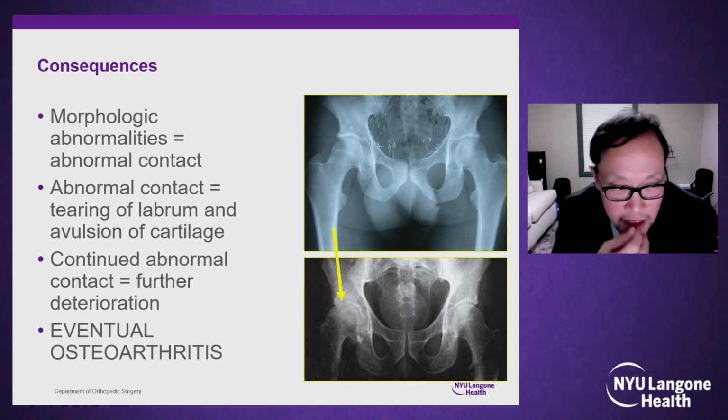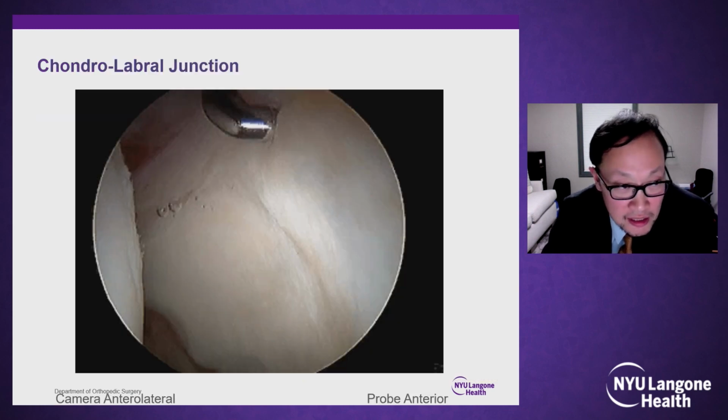So it's important because these morphologic abnormalities lead to abnormal contact. Abnormal contact leads to tearing of the labrum and avulsion of the cartilage, and continued contact leads to further deterioration and eventually osteoarthritis. So what do we see arthroscopically?